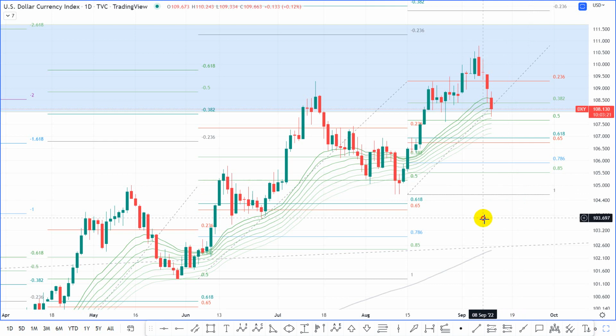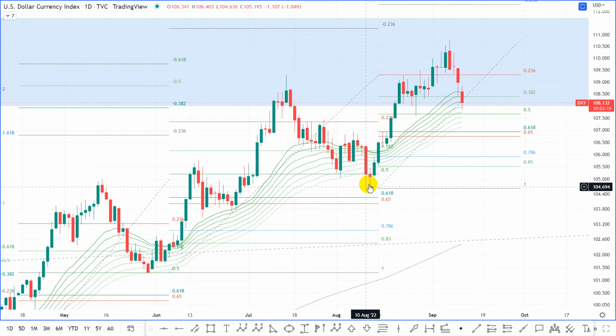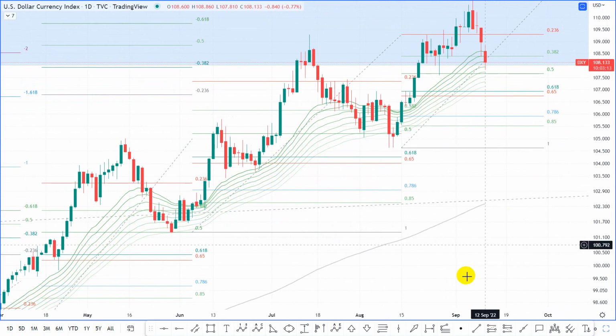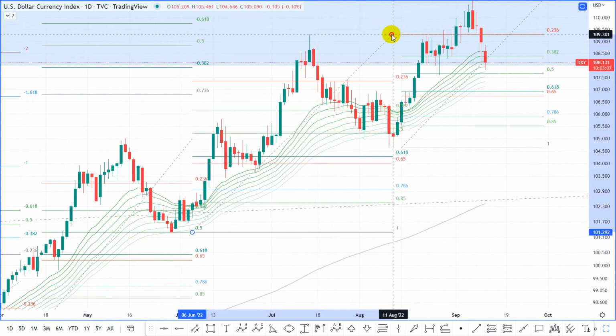But what I want you to look at now is that we will compare the swing low, swing high, and retracement, where usually the price retraces. First, let's measure this move, here and here. I already have it marked for you.